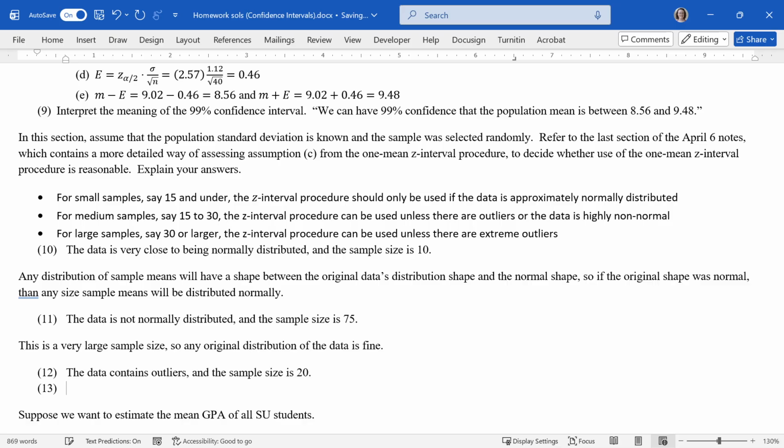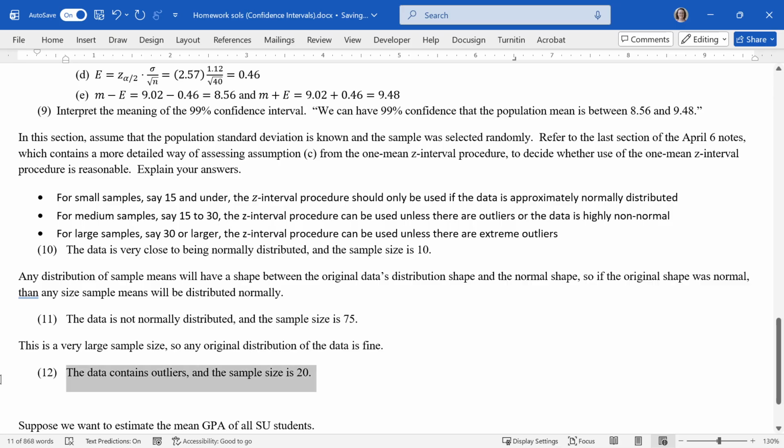Okay, now we have a sort of medium case. The data contains outliers and the sample size is 20. So we're in the medium one here. If the data has outliers, that's pretty abnormal. The normal distribution doesn't have outliers, so we should not use this procedure. So since there are outliers, we should not use the procedure. Okay, so those are my answers.